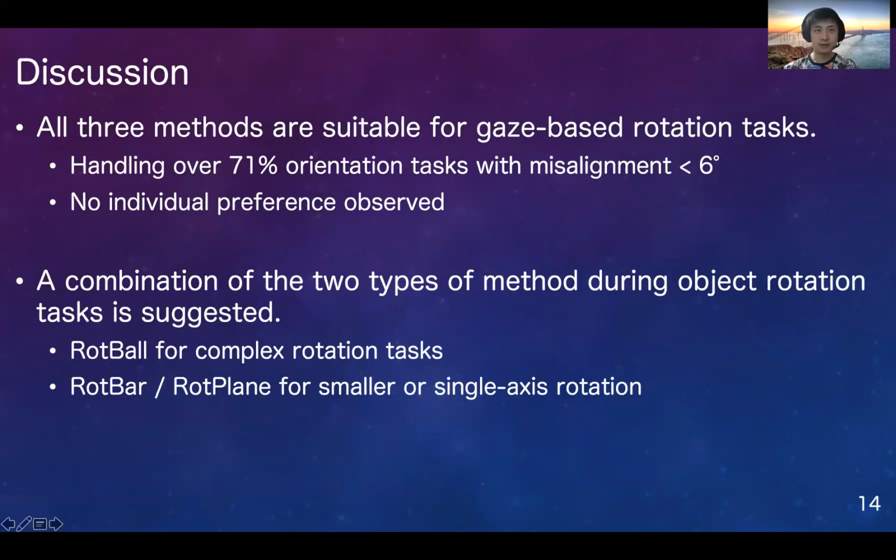Here is the brief discussion of this work. From the quantitative results, we can say that all the three methods are suitable for providing eye gaze-based rotation. And considering that there was no significant difference observed for the preference, it is recommended to use a combination of different types of methods during the practical object orientation tasks. For example, using the RotBall for complex tasks and using the per-axis method for smaller or just single-axis rotation tasks.